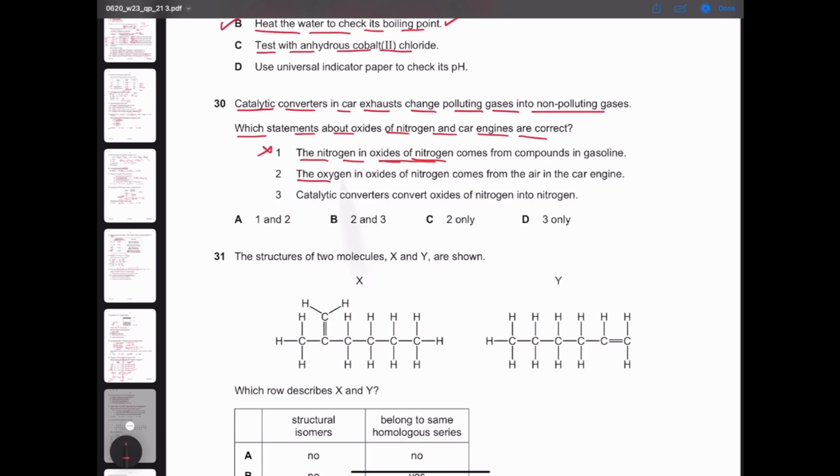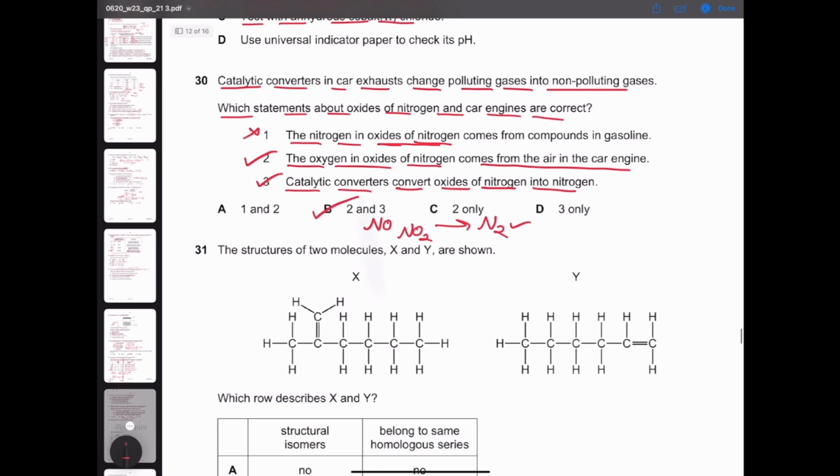The oxygen in oxides of nitrogen comes from the air in the car engine. This is correct. And the catalytic converter converts oxides of nitrogen into nitrogen. This is correct. Whatever nitrogen oxide it is, NO or NO2, the catalytic converter converts it into unreactive N2. So 3 is also correct. So the answer should be 2 and 3.